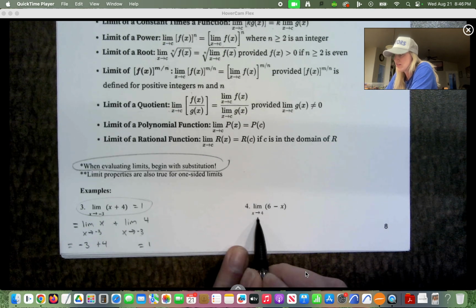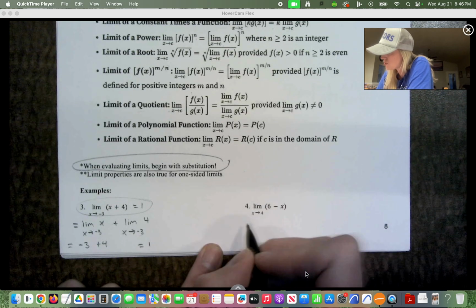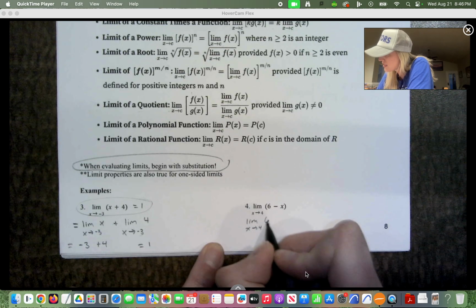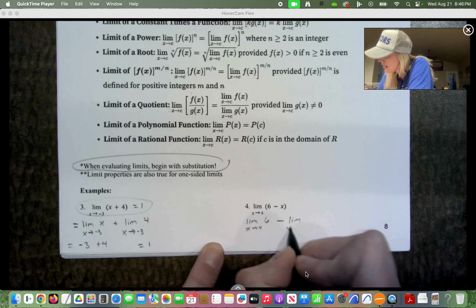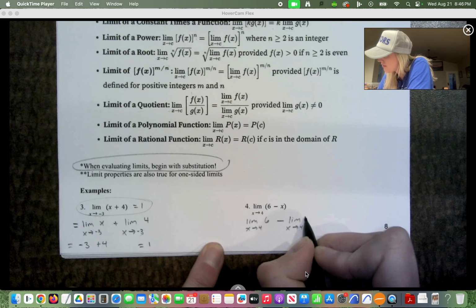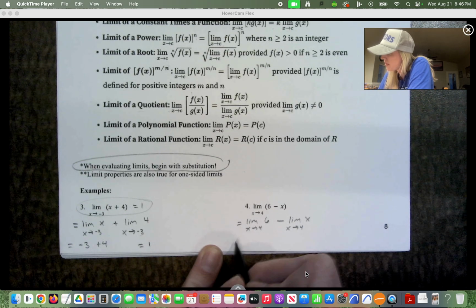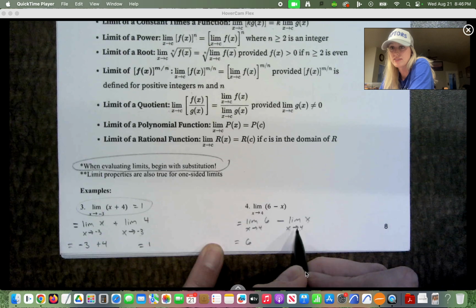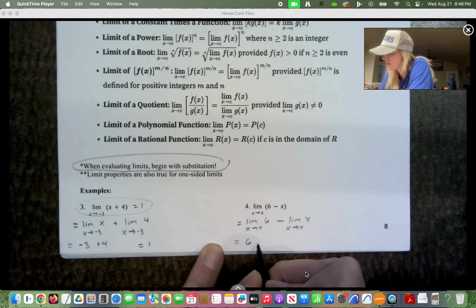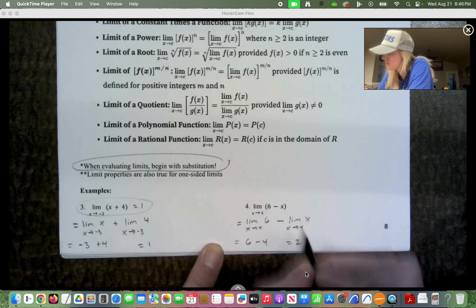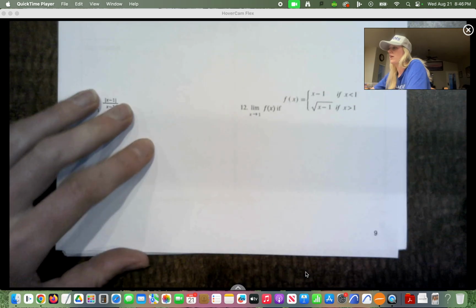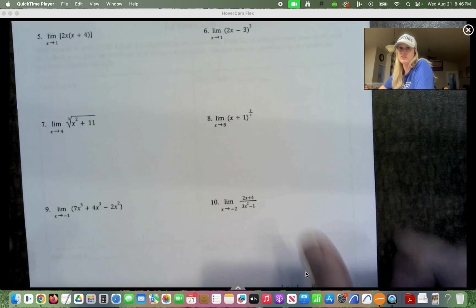Okay. This one is very, very similar, but it's subtraction. So the limit as x approaches 4 of 6 minus the limit as x approaches 4 of x. Okay, so then we have a constant again, so 6 minus... anytime I'm evaluating a limit of x, I just substitute my c value, so we've got 6 minus 4, which equals 2.